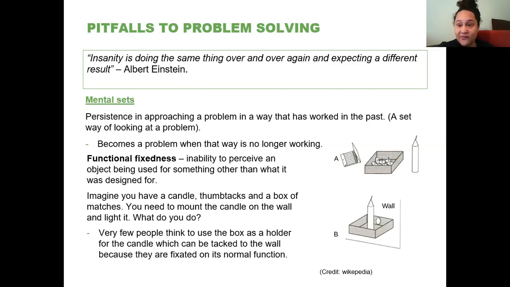So functional fixedness. This means that when you see something, you tend to only see its specific use and not all the other ways that it could exist and be used. So the example they have down here is the box of matches, the candle box, and then a candlestick, and how you could kind of orient those things on the wall. How do you mount that on the wall? Okay. So what they're saying is that often if we've done something in a certain way, we generally tend to think that that is the only way to do it.